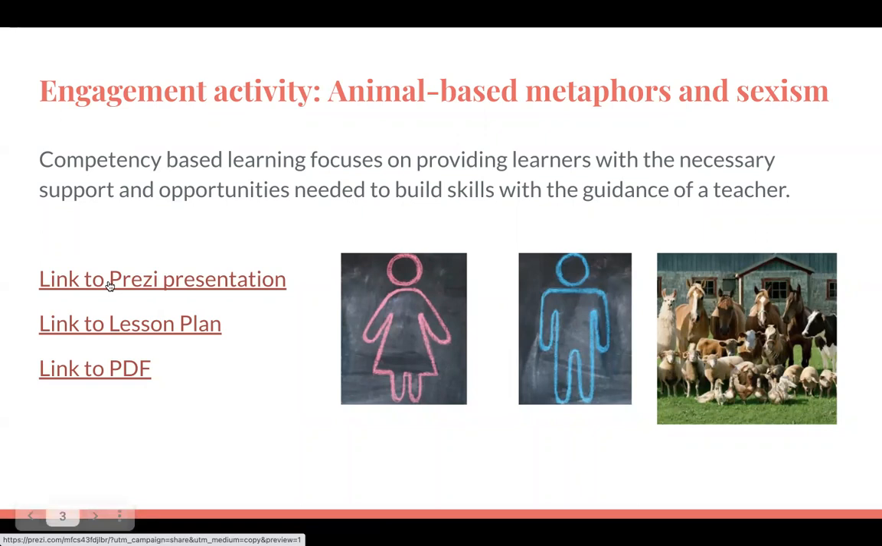There's a link to a Prezi presentation. I'm not sure if you have the ability to use Prezi in China. I know there are some things you don't have, like Google Docs, which I use a lot. And there's a link to the PDF text here, which is the text that you did, and the lesson plans I've shared also later.